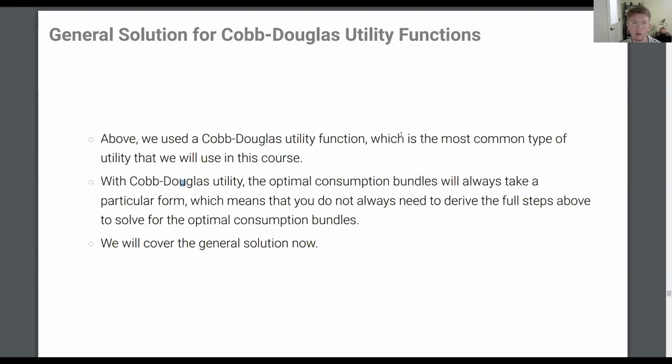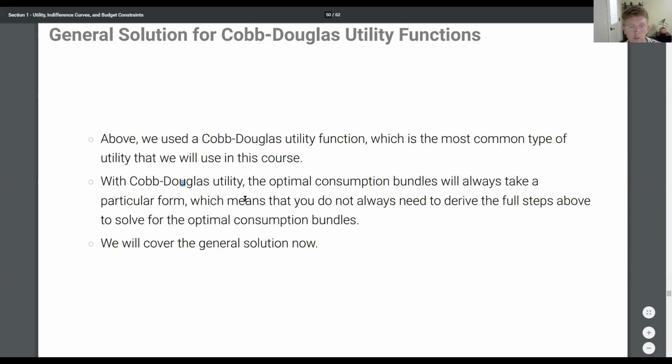Even though we didn't mention it above when we were thinking about utility of apples and oranges, where the utility of apples and oranges was given by apples raised to the 2/3 and oranges raised to the 1/3, that was a Cobb-Douglas utility function. And so we're going to see a lot of it. With Cobb-Douglas utility, the optimal consumption bundles are always going to take a particular form, which means you don't need to always derive the full steps shown in exercise 1 to solve for the optimal consumption bundles. So let's cover the general solution now.